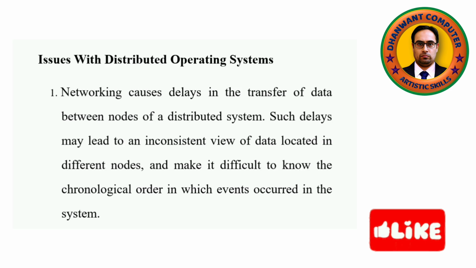Issues with distributed operating systems. 1. Networking causes delays in the transfer of data between nodes of a distributed system. Such delays may lead to an inconsistent view of data located in different nodes, and make it difficult to know the chronological order in which events occurred in the system.